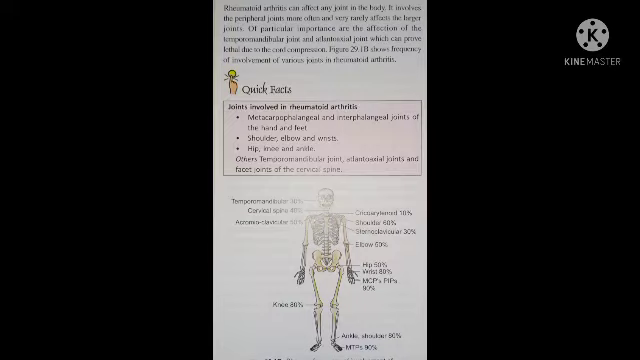Quick facts: joints involved in rheumatoid arthritis: metacarpophalangeal and interphalangeal joints of the hand and feet, shoulder, elbow and wrists. Hip, knee and ankle. Others: temporomandibular joint, atlantoaxial joints and facet joints of the cervical spine.